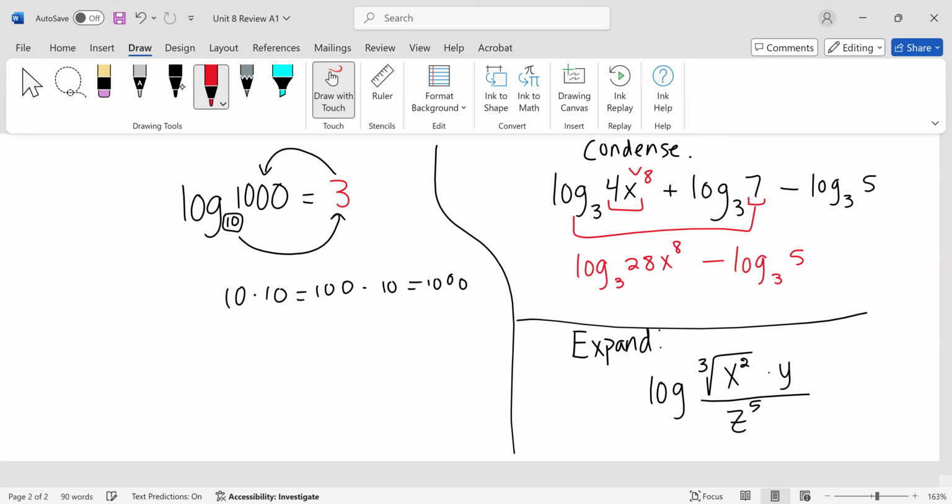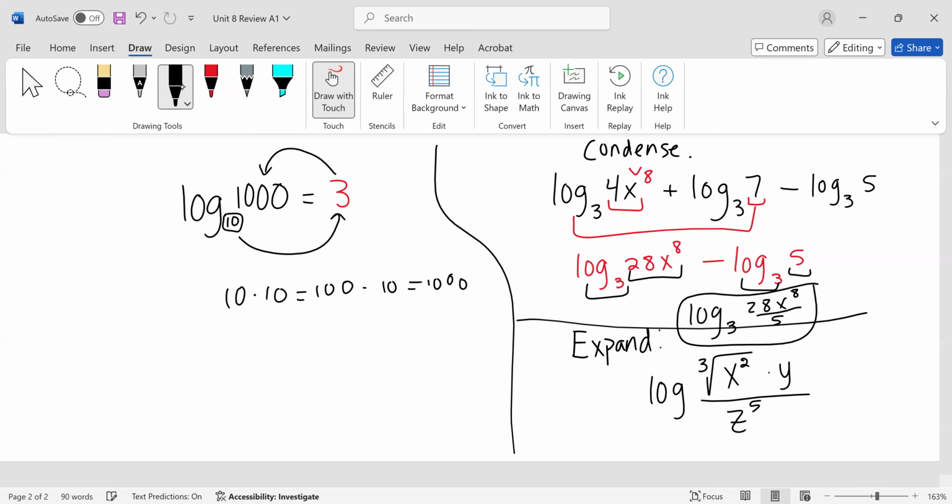Now I'm going to write 1 log. These have the same base, so I'm going to write 1 log, log base 3, and I'm going to divide the insides. So this will be 28x to the power of 8 over 5. That's your answer. Make sense?